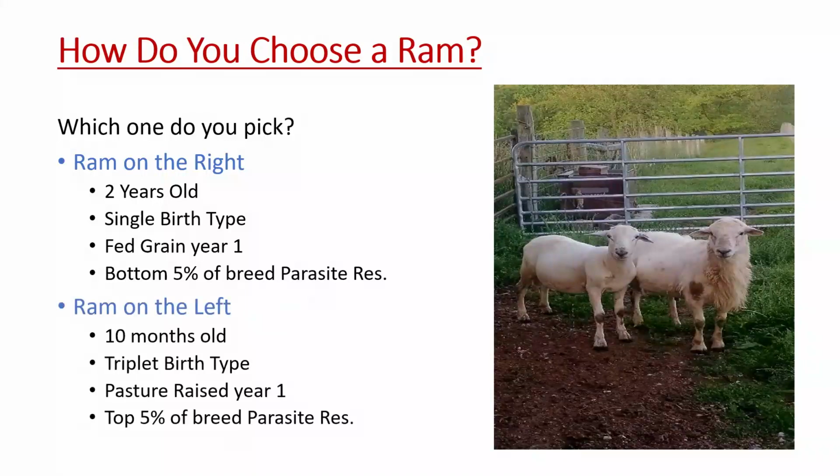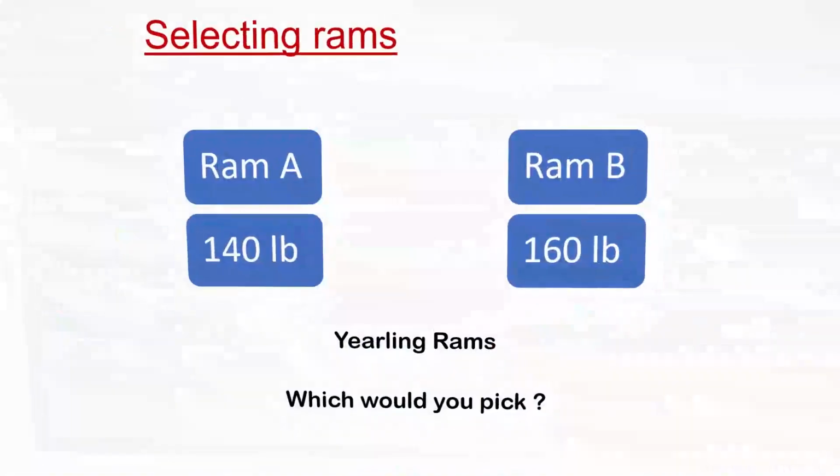Ram on the left, well, that guy's only 10 months old. He's still got some growing to do. He was a triplet when he was born, and he was raised on pasture the whole first year of his life. And turns out he's in the top 5% of the breed for parasite resistance. So unless you have records to show that, you're kind of going blind ram shopping.